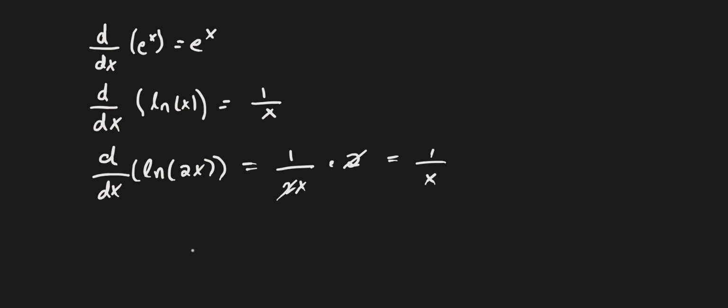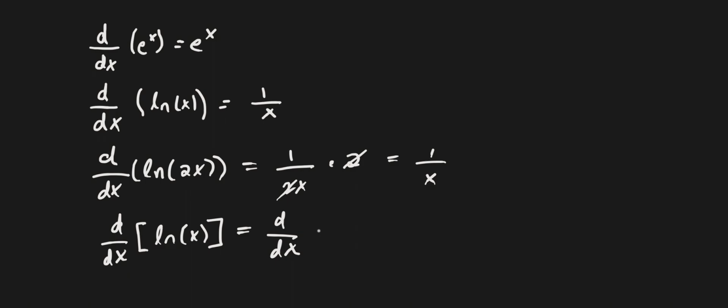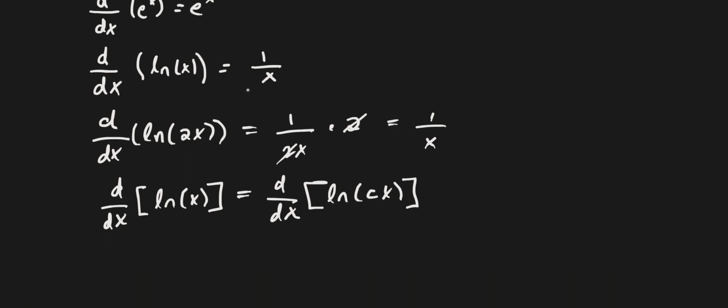And this is the interesting part about the natural log function. Notice that the derivative of the natural log of x is going to be equal to the derivative of the natural log of cx for any real number c. So if you think about this, this should make sense because let's look at another example. So let's see, well, let's not look at an example. Let's actually prove this with what we have here.